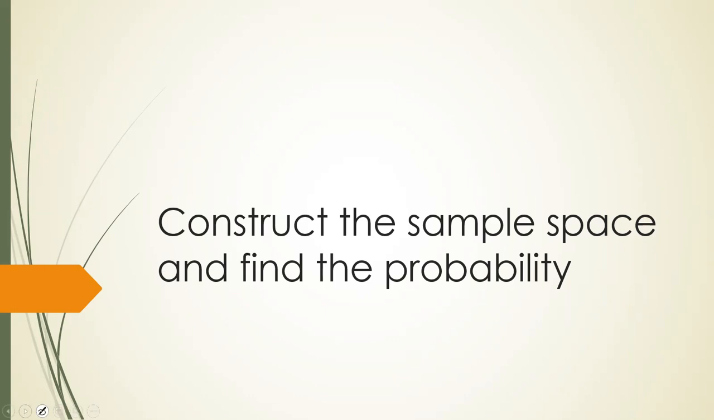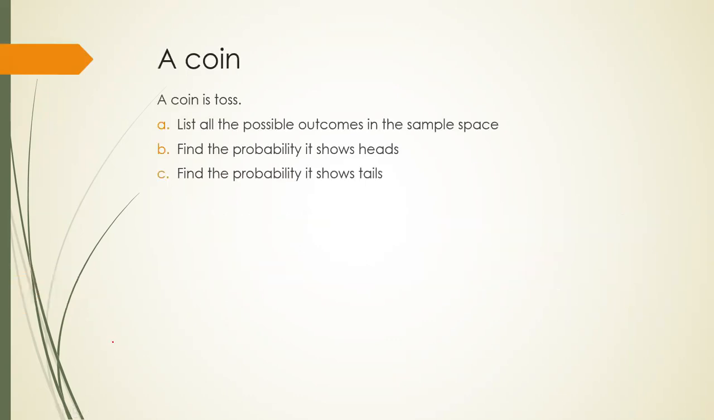Let's begin with the first slide. In the first slide, we're going to discuss this problem regarding when we toss a coin. A, list all the possible outcomes in the sample space. B, find the probability it shows heads. And C, find the probability it shows tails.